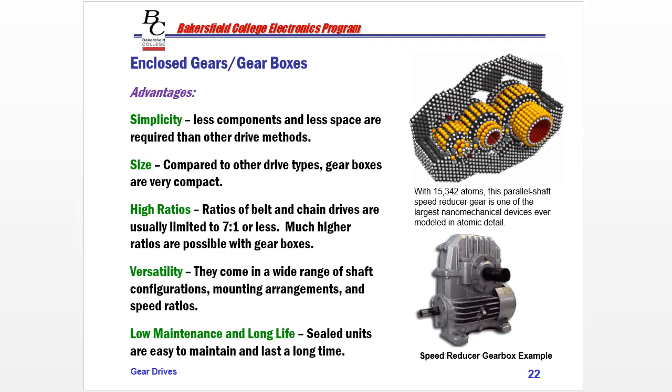The next thing we're going to talk about is gearboxes. So they have some advantages. And here's a gearbox. It's all enclosed, so it's simple. We have just a gearbox to deal with. Fewer components and less space are required than other drive methods. The size, they're usually very small and compact. They have high ratios. Belt and chain drives are usually limited to about 7-to-1 or less as far as a ratio. Much higher ratios are possible with gearboxes.